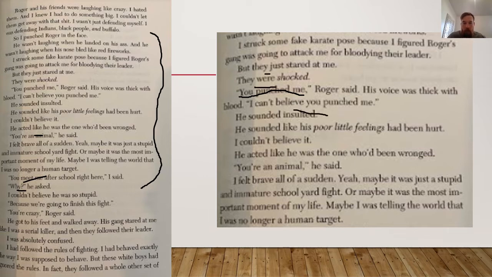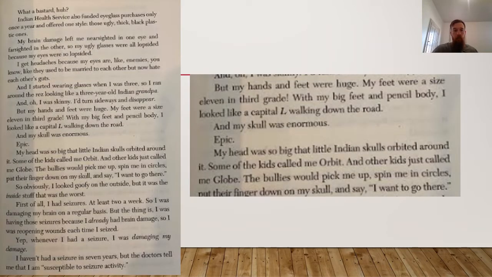But we have, they were shocked, but they just stared at me. I couldn't believe it. He sounded insulted. He acted like he was the one who'd been wrong. So this is because all these statements are kind of having this importance, right? Reading them all in one paragraph isn't what the author wanted. The author wanted to come out and isolate all of them. So that's another thing that you can consider as you're going through and doing yours.